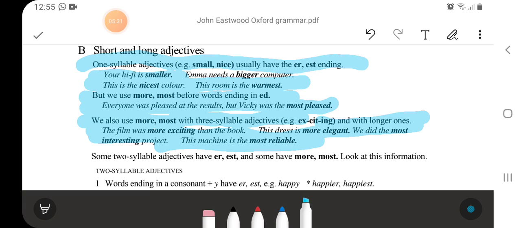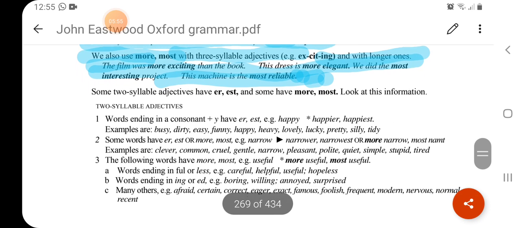This machine is most reliable, more exciting, reliable. It has three syllables, that's why we say most reliable. Elegant, elegant. It has three syllables. So whenever there are more than two syllables, that word will also take more or most as its comparative or superlative forms, right?